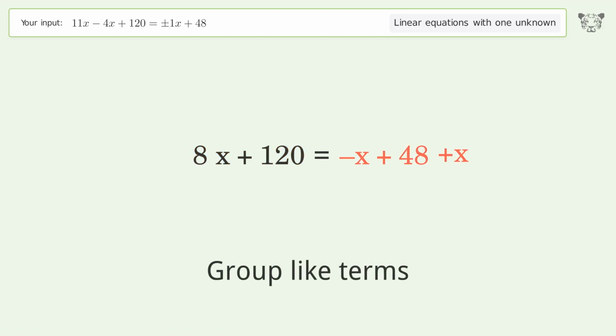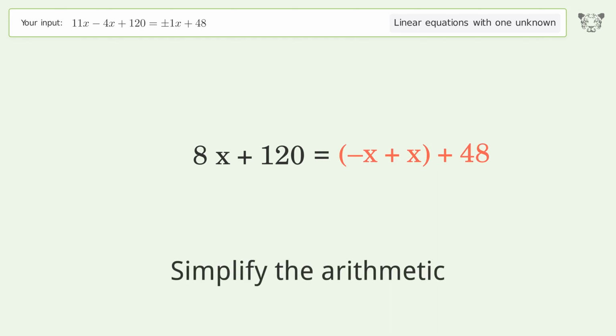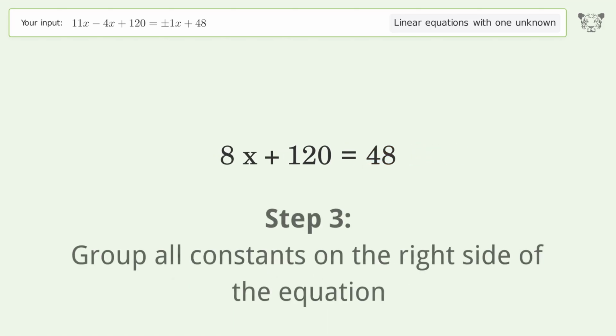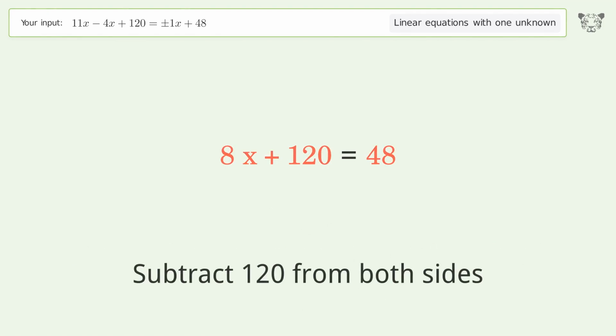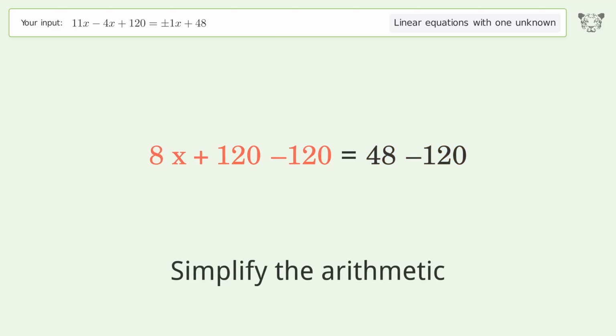Group like terms. Simplify the arithmetic. Group all constants on the right side of the equation. Subtract 120 from both sides. Simplify the arithmetic.